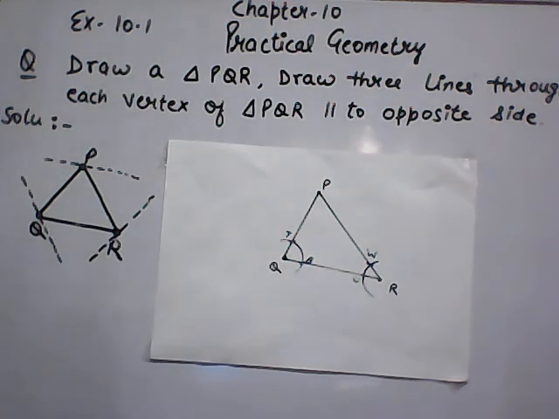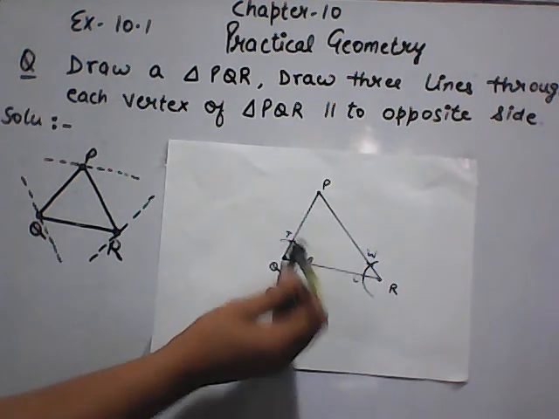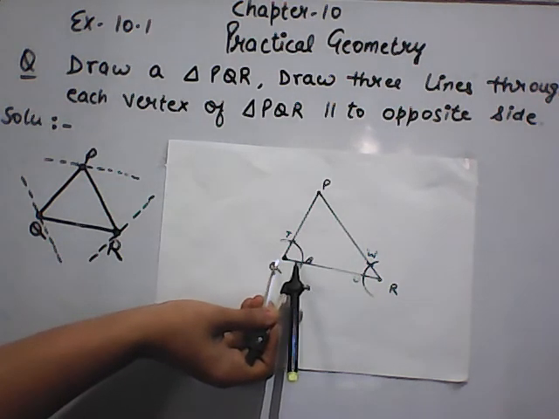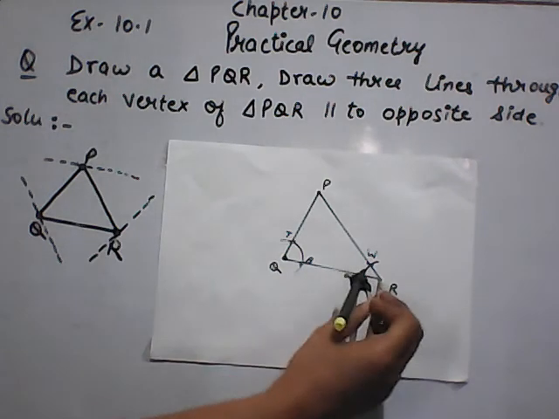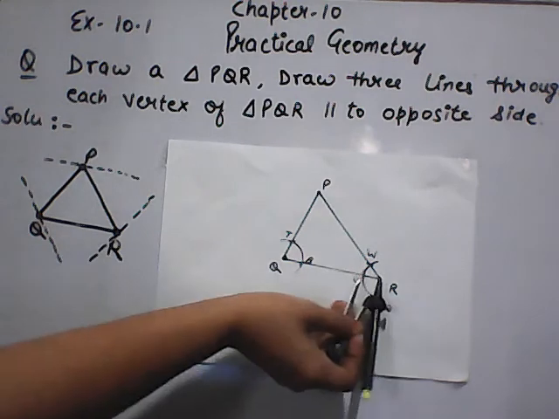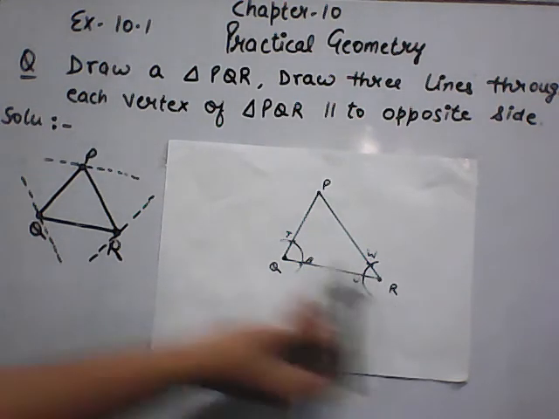Firstly, you have to take a convenient radius, take Q as center, and draw an arc. It cuts PQ at point T and QR at point B. With the same radius, take R as center and draw an arc. It cuts PR at W and QR at point U.